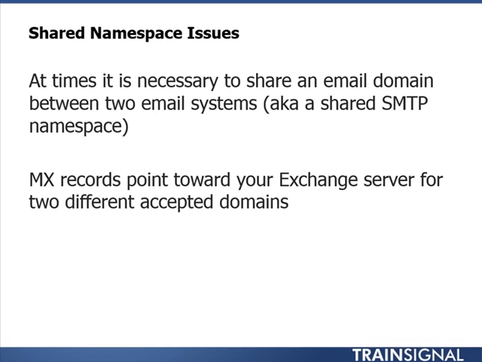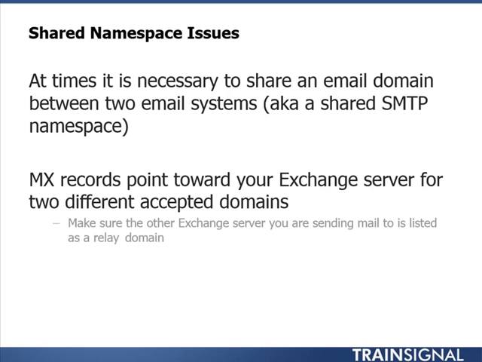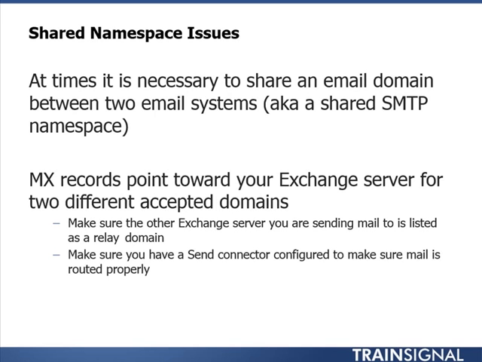So you need to make sure your MX records are established properly. Otherwise, mail will not come into your organization, and it will not go to the Exchange server that you're establishing as the relay server. And then you need to make sure that you create this accepted domain on that Exchange server, and you need to make sure that the other Exchange server you're sending mail to is listed as a relay domain. So the first thing is to make sure that you have an accepted domain for that other namespace, and then you configure it as an internal relay domain.